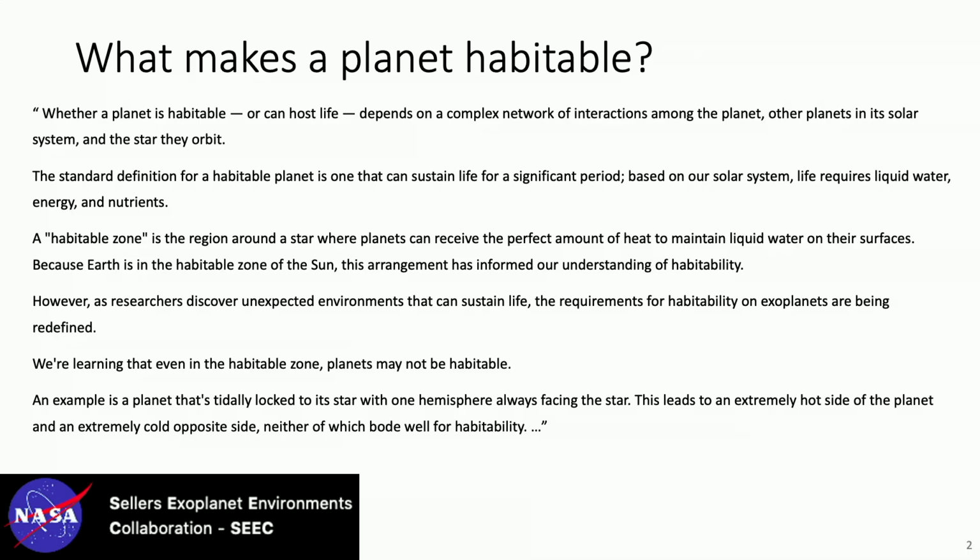The habitable zone is the region around the star where the planet can receive the perfect amount of heat to maintain liquid water on the surface. And this is the case currently for the Earth. However, as researchers discover unexpected environments that can sustain life, the requirements for habitability on exoplanets are being redefined.